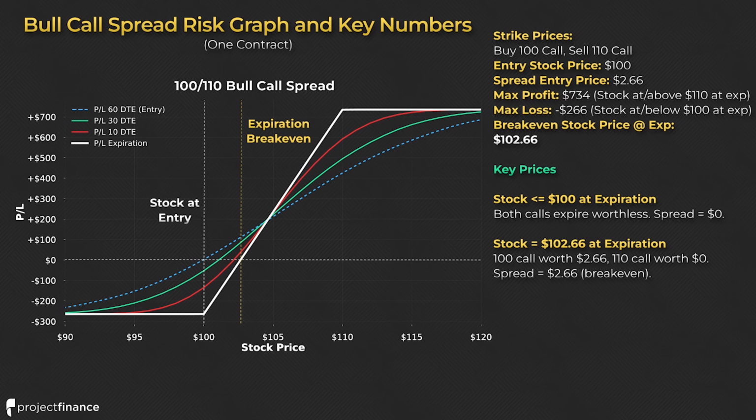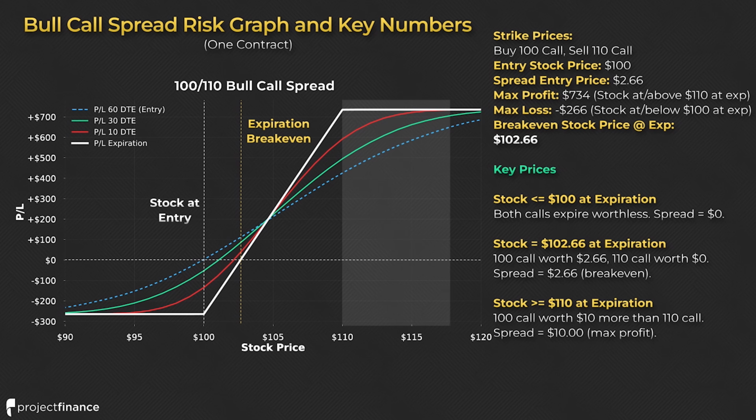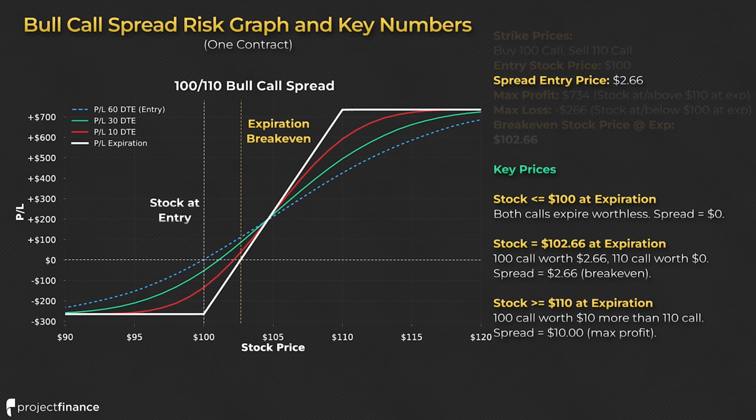If the stock price is at or above $110 at expiration, the 100 call will always be worth $10 more than the 110 call, since its strike price is $10 below the upper strike price. And this means that the spread, no matter what the stock price is above 110, will always be worth $10. And that means the value of the position is going to be $1,000. And since I paid $266 for it initially, my profit will be $734.